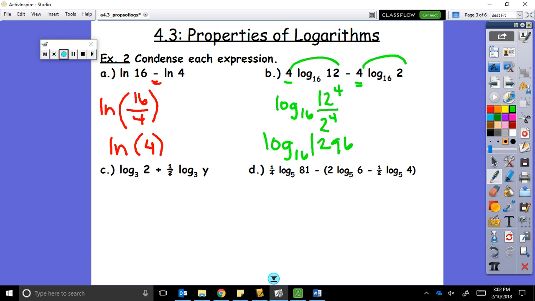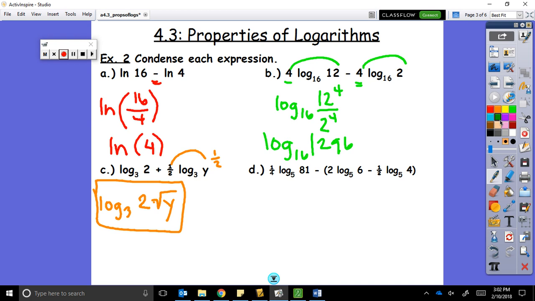All right, so let's talk about what you did. So first off, that 1/2 needs to pull up here, okay? And then we need to remind ourselves what a 1/2 means. So we have log base 3 of 2 times y to the 1/2. Well, what is y to the 1/2? Y to the 1/2 is the square root of y. So we want to write it like that, not to the 1/2 power.